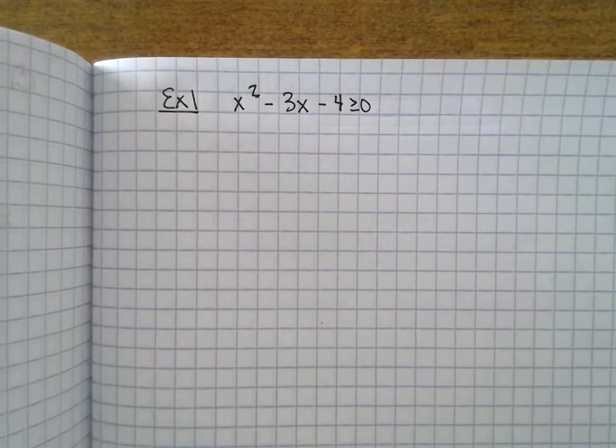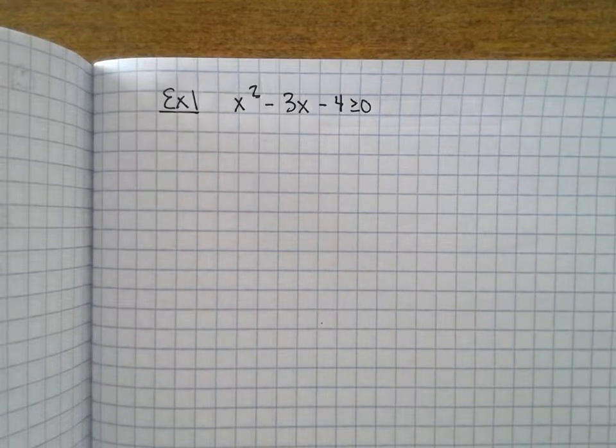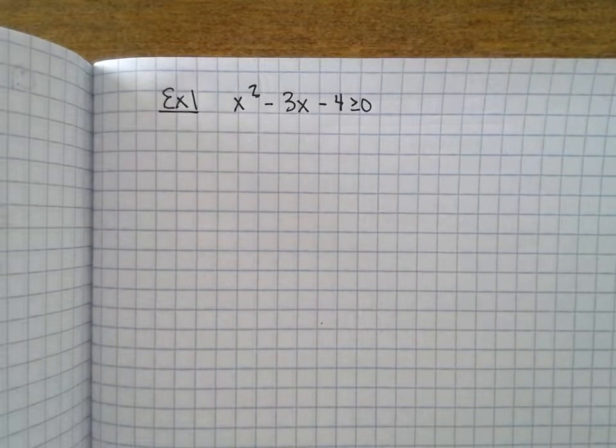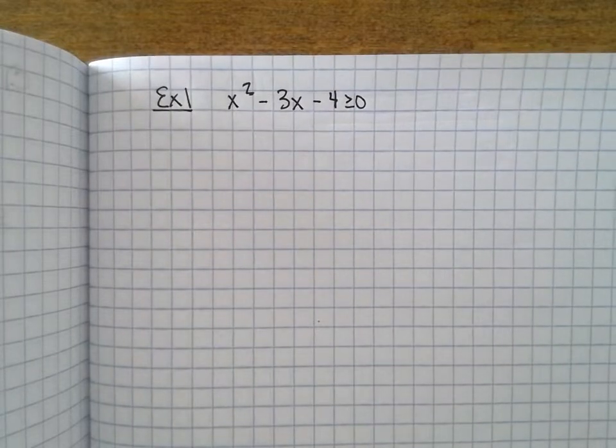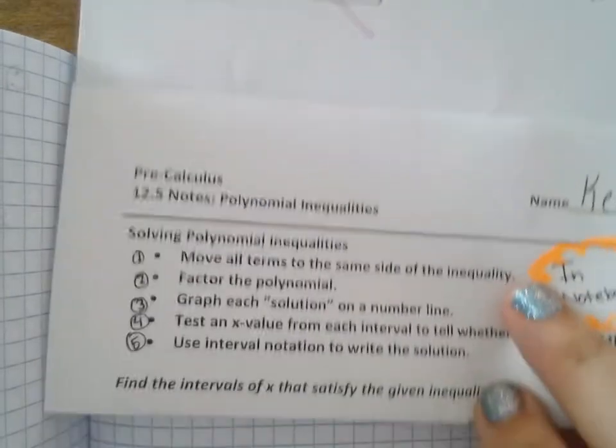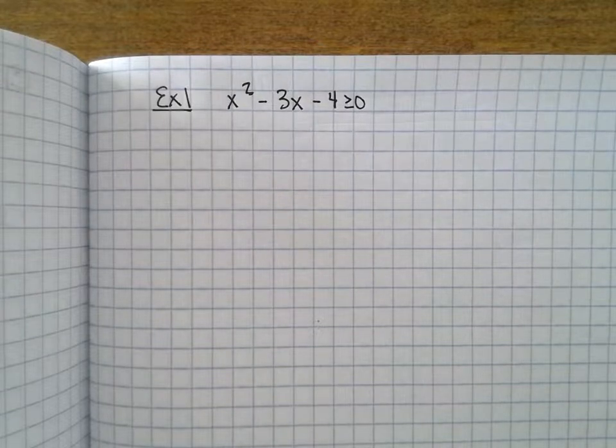So, what was step 1? Move all terms to the same side of the inequality. Move all terms to the left side of the inequality, right? Say right there, step 1. That just means that you're setting it equal to 0.